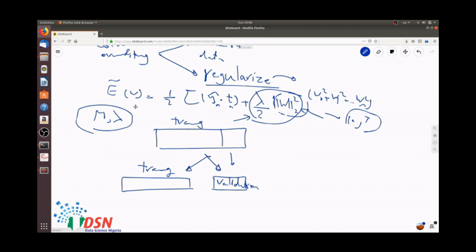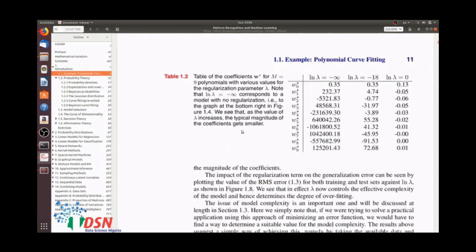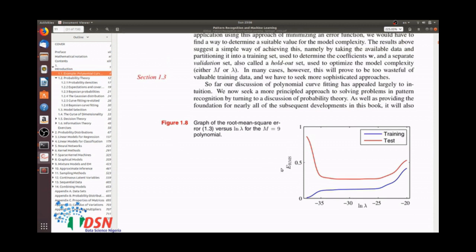You could derive your model parameters, or W, with this training data, and then test your model on this validation data in order to tune the lambda and m. If you do that, you will end up with something like this.